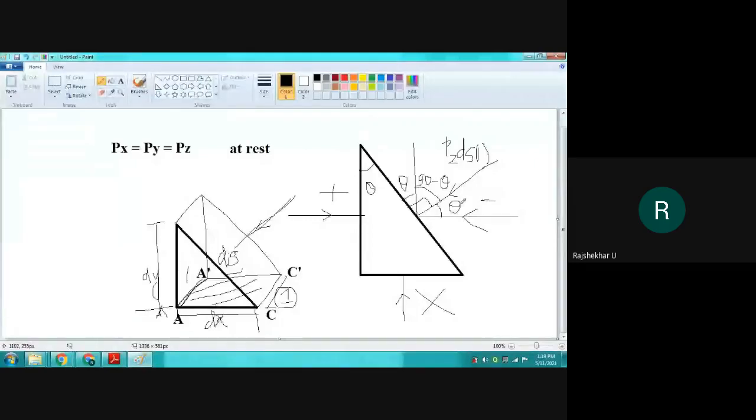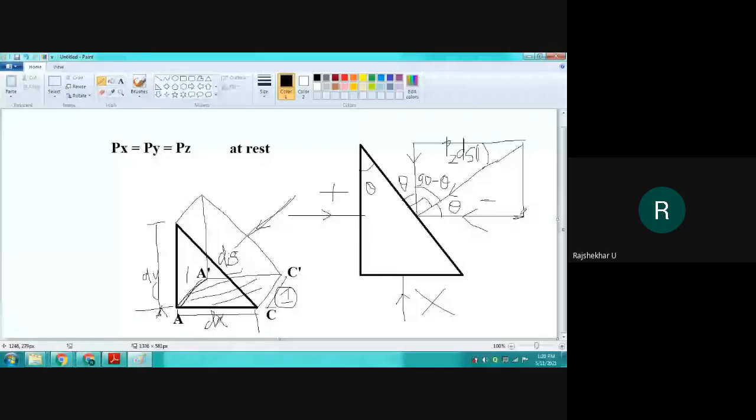Now here we have a choice. If I extend this and complete it, it will look like a rectangle. Not perfectly, but it will look like a rectangle. Now I want to take the components. I'm not interested in this component; I want only the component in x direction. This component I already know. I want this component. So Pz into ds is this one.